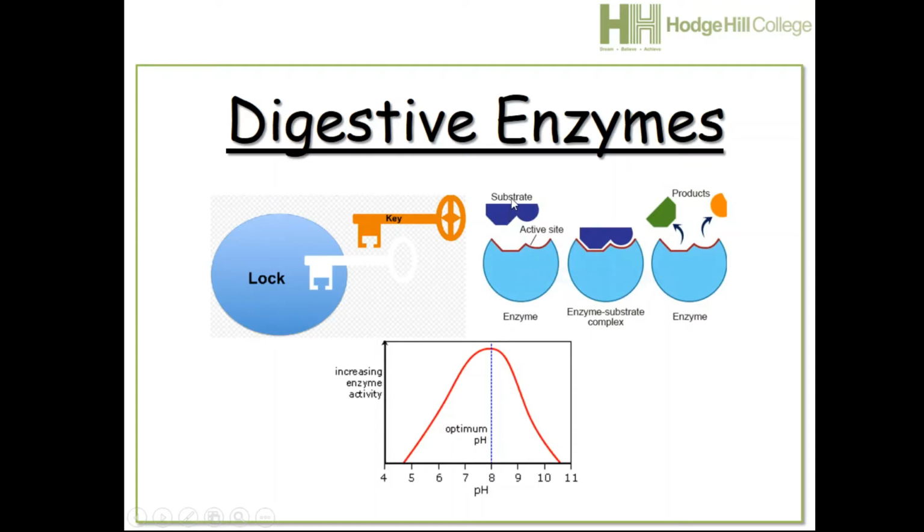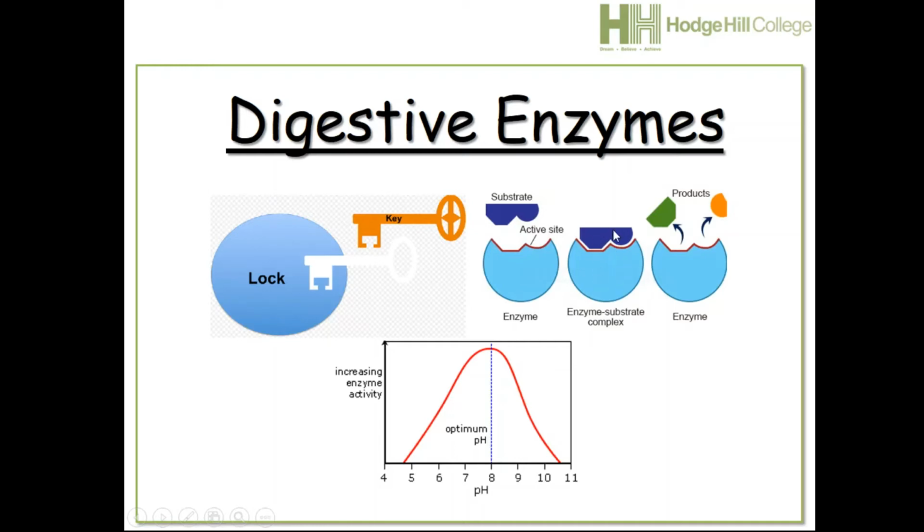So once this substrate binds to the enzyme, we form an enzyme substrate complex. So for example, if this was a protease, which is an enzyme that breaks down proteins, and this is a protein, they'll match and the shape will be complementary to the enzyme. So they'll form this complex.